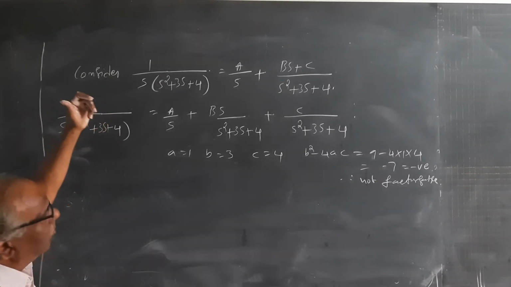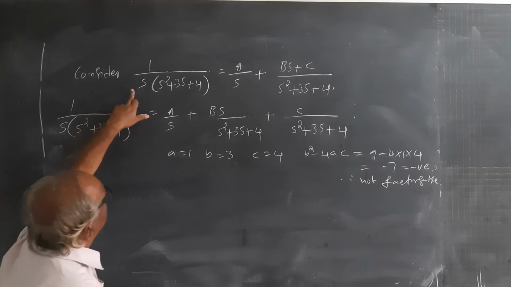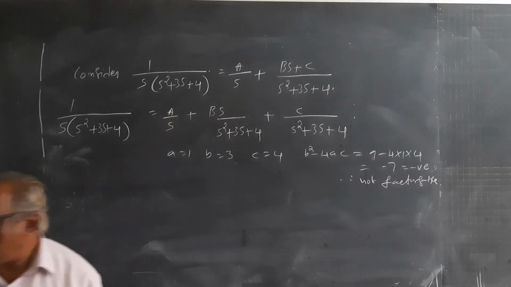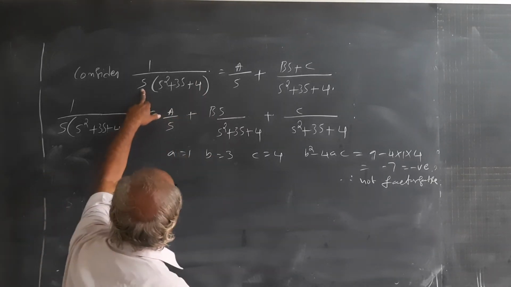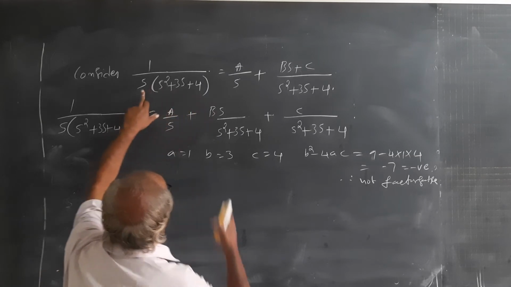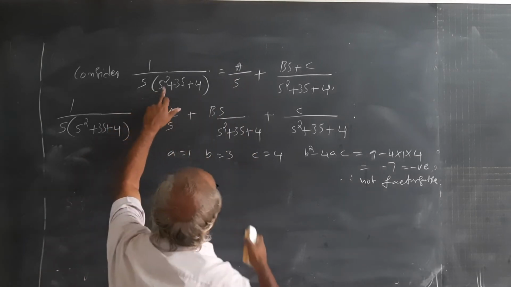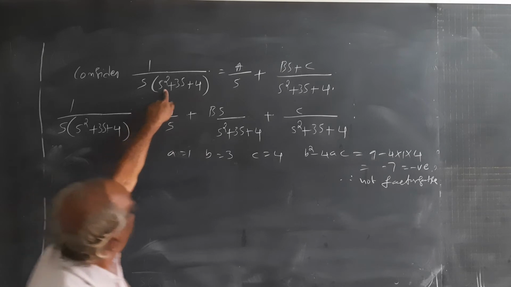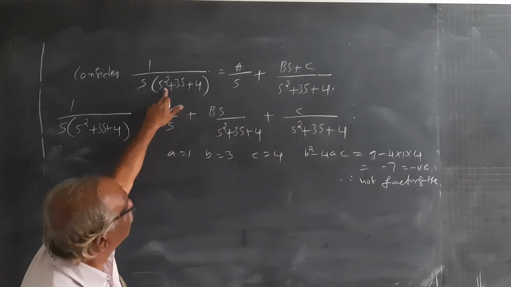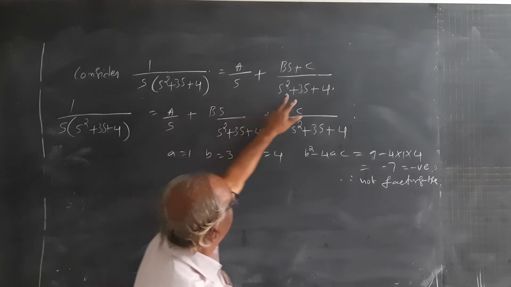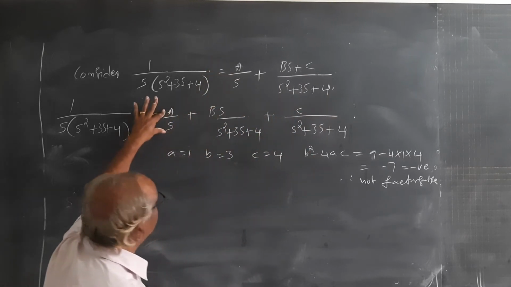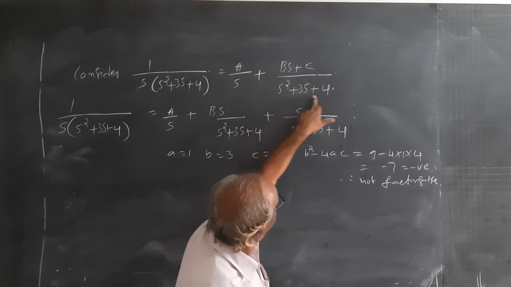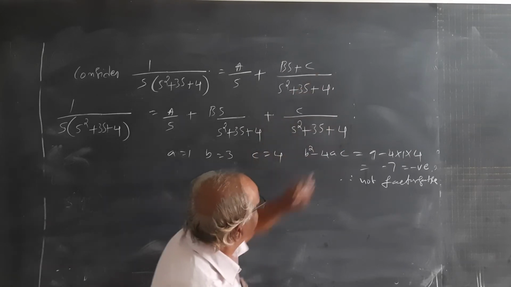I am continuing the previous problem. In the previous problem, I was supposed to find L inverse of 1 by s into s squared plus 3s plus 4. So now, take 1 by s into s squared plus 3s plus 4 as A by s plus, here power of s is 2, therefore Bs plus C divided by this s squared plus 3s plus 4. So A by s, write that as it is, and then Bs plus C divided by this denominator.